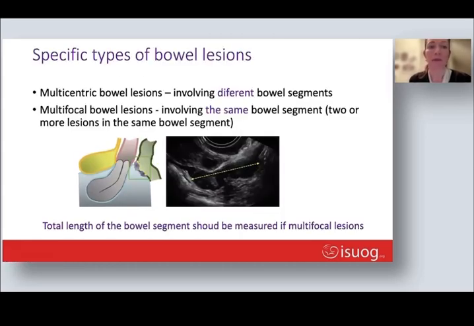Sometimes there might be a multicentric bowel lesion, which means that lesions may involve different bowel segments. When we find 2 or more lesions in the same bowel segment, the lesions are called multifocal bowel lesions. And in case of multifocal bowel lesions, it is recommended to measure the total length of the bowel segment involved by multifocal lesions.